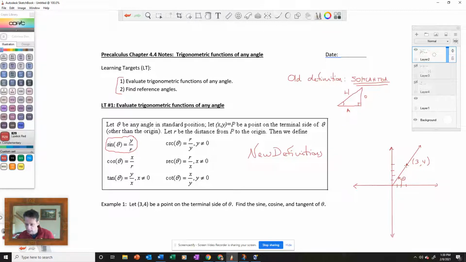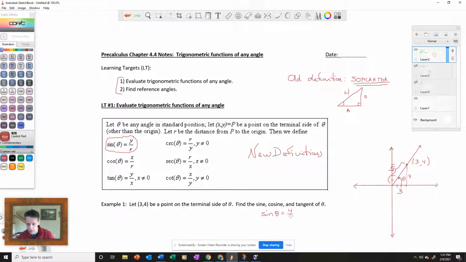Now, r is the distance from the point to the origin. So if this piece here is 3, and this height, of course, is 4, because that's the point 3, 4, then you know, obviously, that r, or in other words, the hypotenuse, has to be 5. So what I can say in this particular case is that the sine of theta equals y over r. Now, what's y over r? It's going to be 4 over 5.